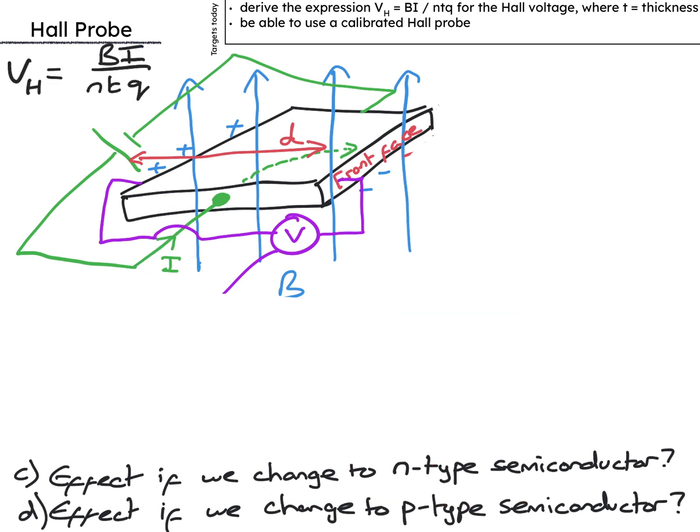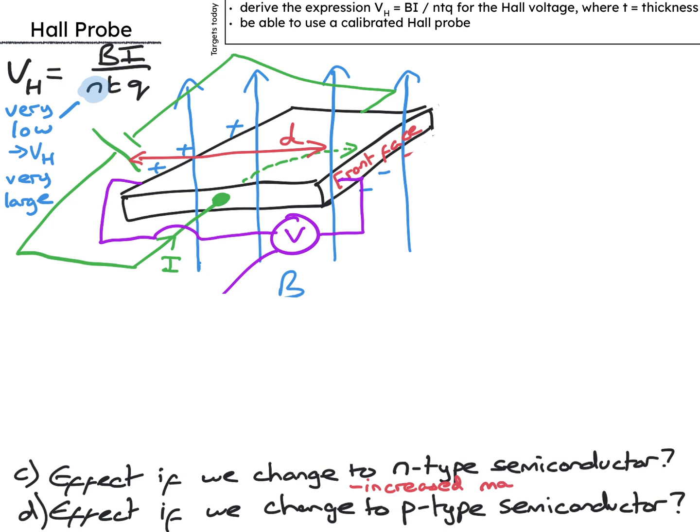The third one might have caught you out. In a semiconductor, the number density of charge carriers is much lower than in a metal, as in at least 1,000,000 times lower. Since n is on the bottom of the equation, this means that semiconductors produce much larger Hall voltages than metals, so Hall probes are always made from semiconductors.